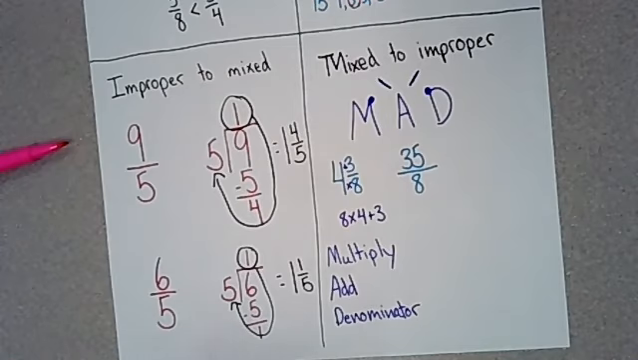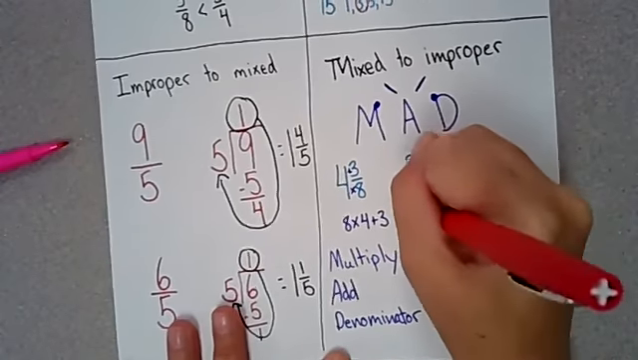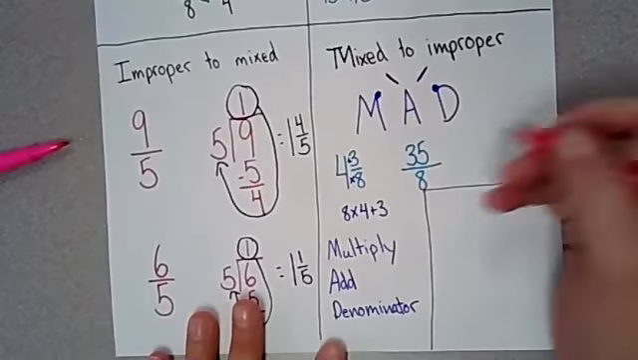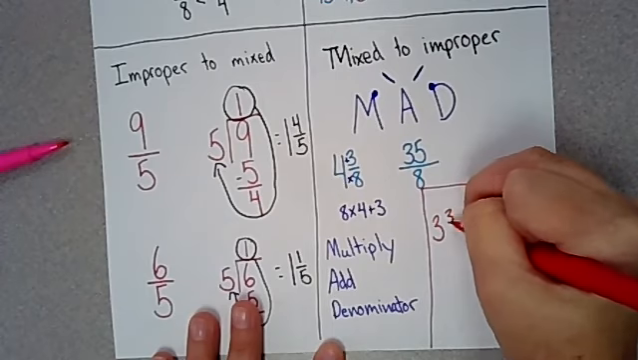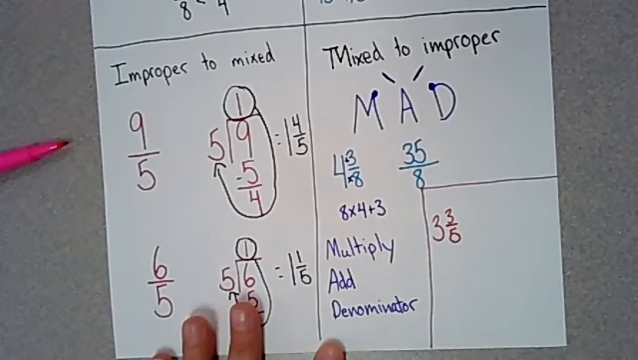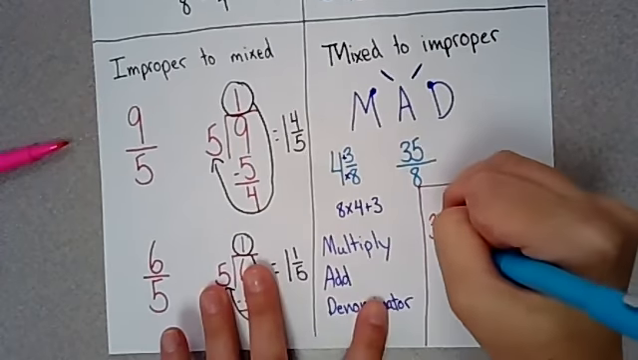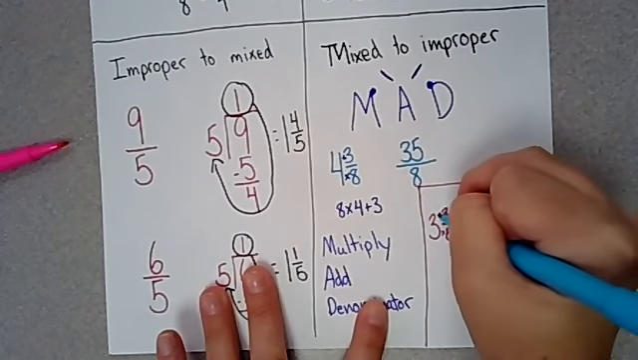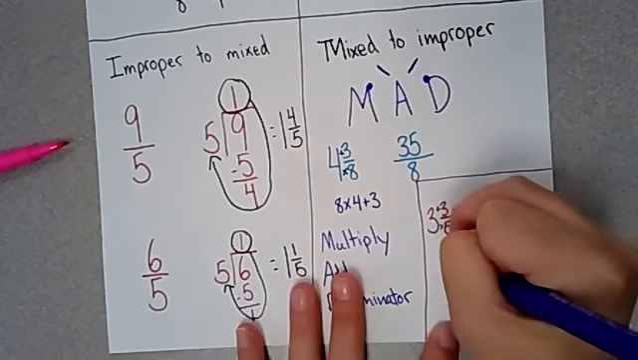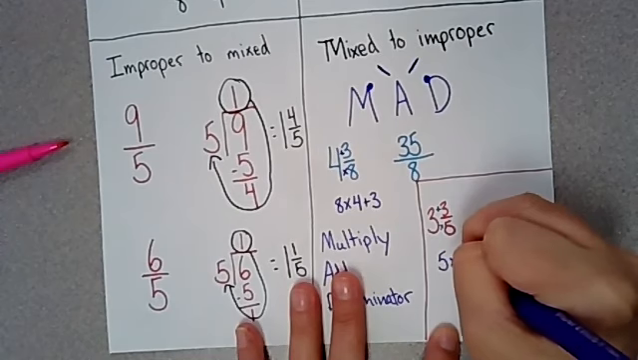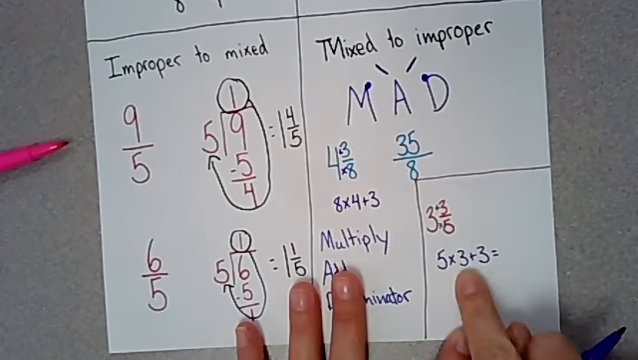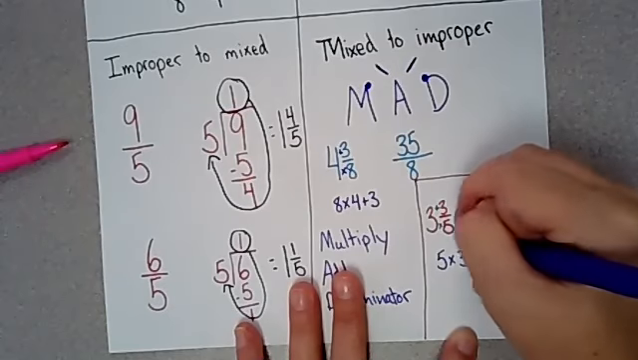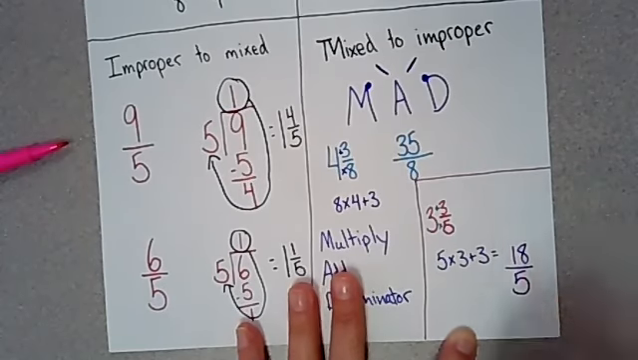All right, I'm going to do one more. Okay, if you have, let's do 3 3/5. Okay, so that means that you are going to start at the bottom, multiply here, and add here. So that's going to be 5 times 3 plus 3 equals 5 times 3 is 15 plus 3 is 18, and the denominator stays the same.